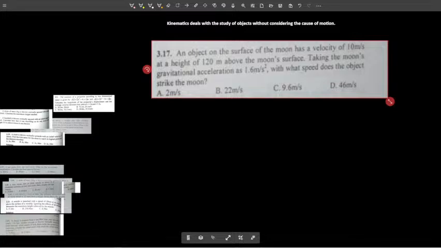If an object on the surface of the moon has a velocity of 10 meters per second at a height above the moon surface, what is the speed the object takes to strike the moon?